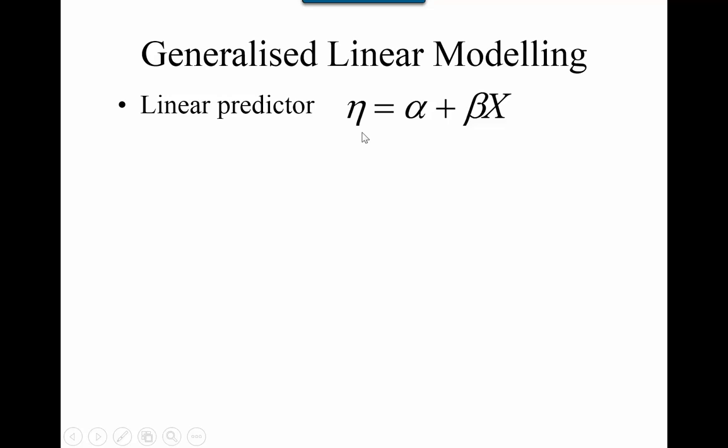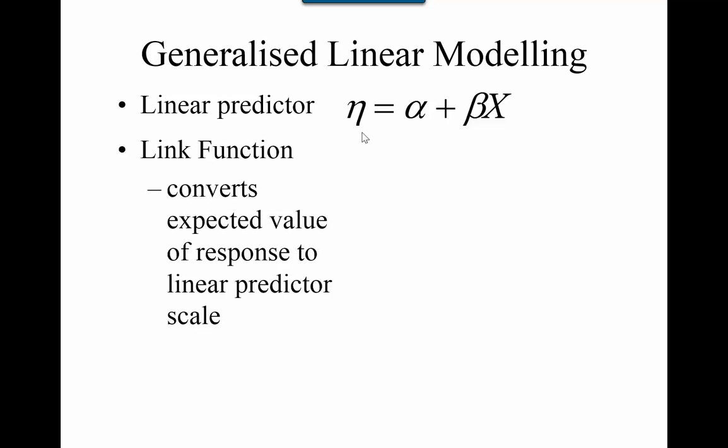Then what we do is we add a link function. What the link function does is convert the expected value of the response onto this linear predictor scale. So this linear predictor can go between minus infinity and plus infinity, just like a regular linear model can. But our response, for example in the bleaching case, is limited to be between 0 and 1. So we need some kind of function that's going to convert the scale from 0 to 1 onto minus infinity to plus infinity.